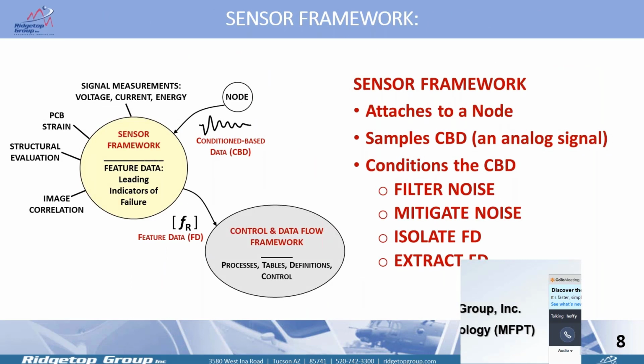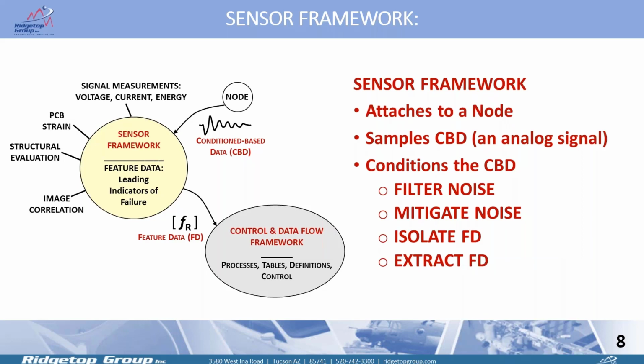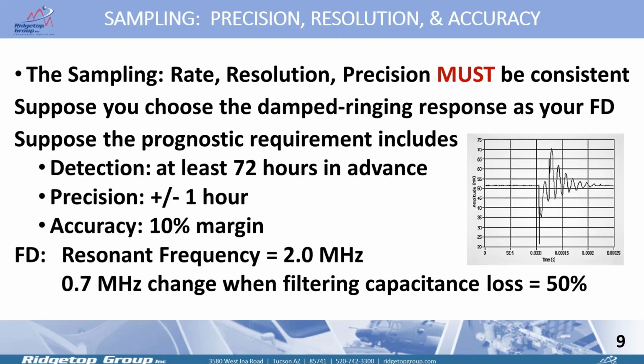The sensor framework, as I mentioned before, is a sensor. It attaches to a node. It samples the signal at the node, or condition-based data. It conditions that data to filter out noise, to mitigate noise, and to isolate and extract featured data of interest. So, that seems very simple: attach a sensor to a node, collect data, and process the data.